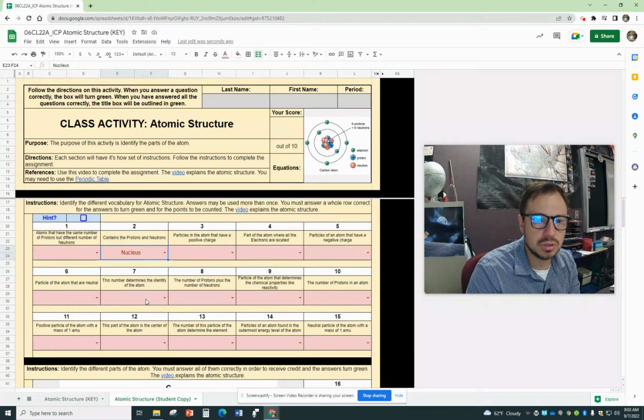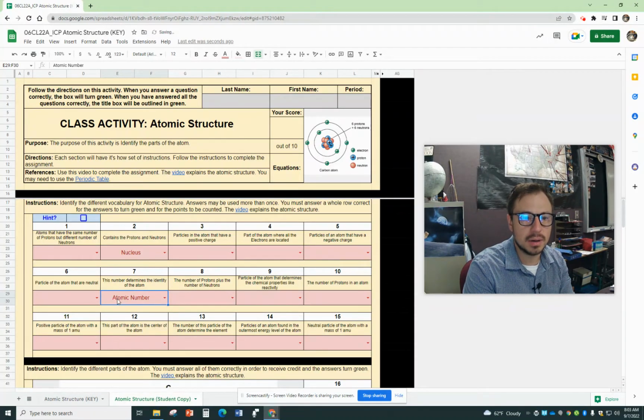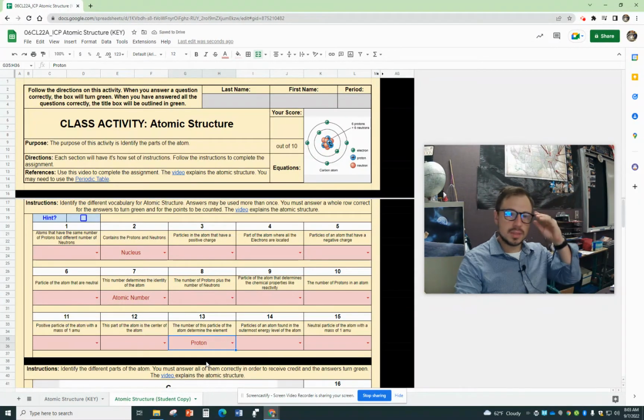Let's just do number 7, right? This number determines the identity of the atom. That is going to be the atomic number, right? The atomic number is what determines the atom. Let's do number 13. The number of this particle of the atom determines the element. So that's going to be the proton. The number of protons determines the element.